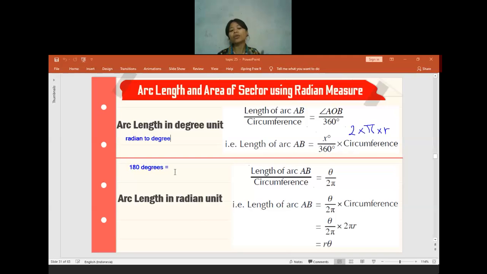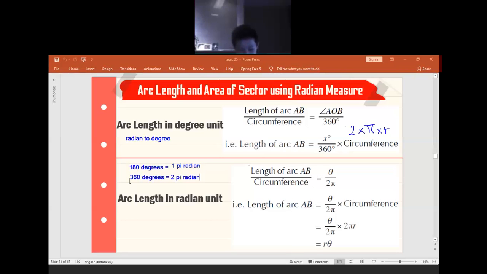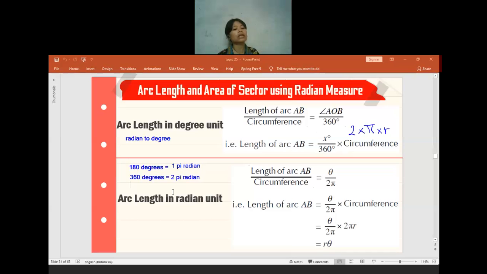So from here we know that 180 degrees is equal to 1 pi radian. This is the relationship between degree and radian. 180 degrees is equal to 1 pi radian. In a full circle, there are 360 degrees, right? So it means it will be 2 pi radian. If it is a full circle, it is equal to 2 pi radian.